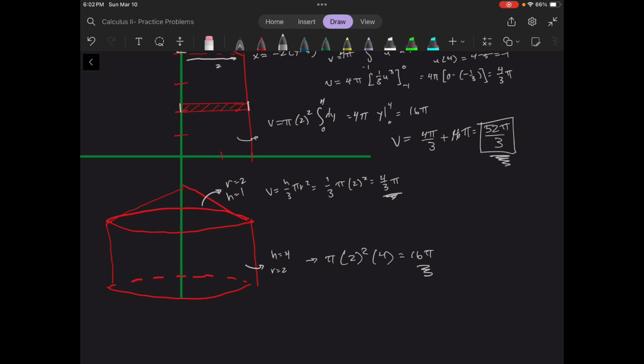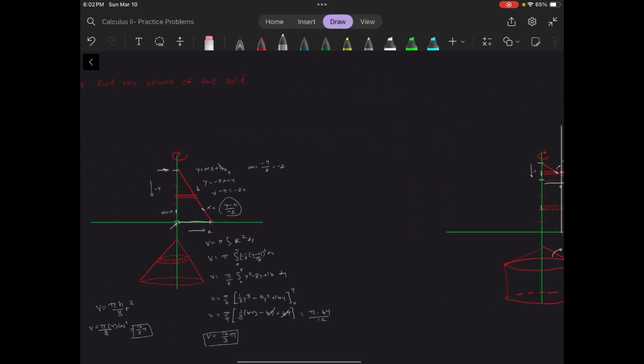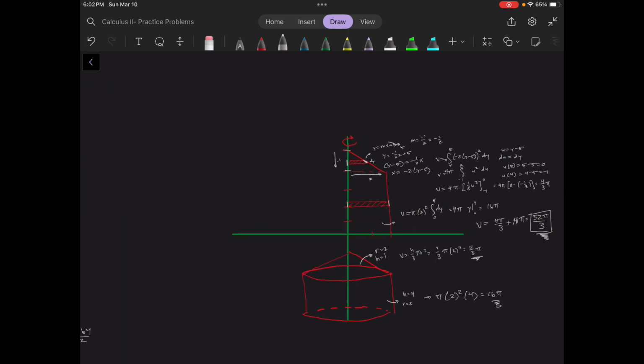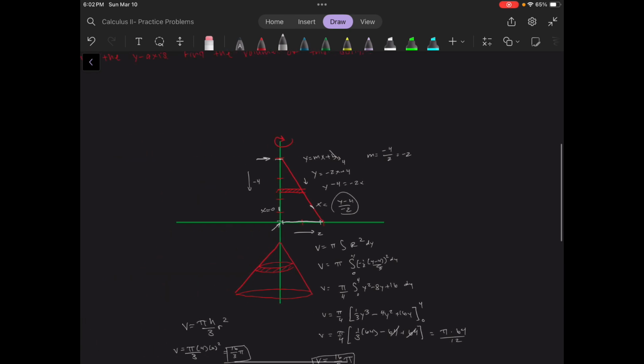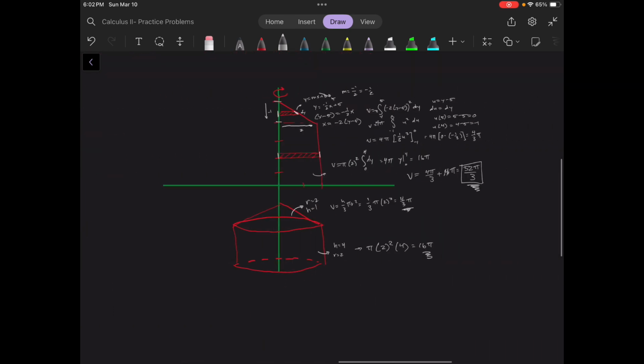So that is how you find the volume of surfaces of revolution using the disk method, right? And in the next video, we're going to prove the volume of a cone and sphere and cylinder using the disk method. Then we'll move on to other volume methods like the washer and shell methods.